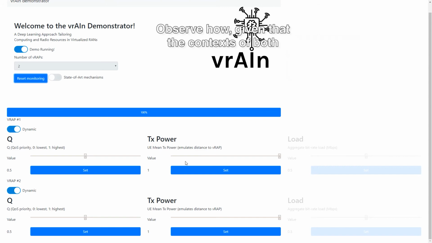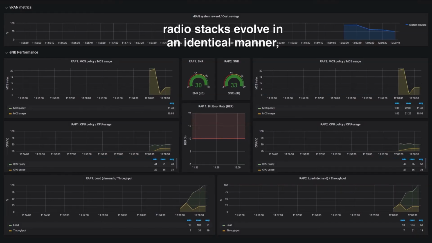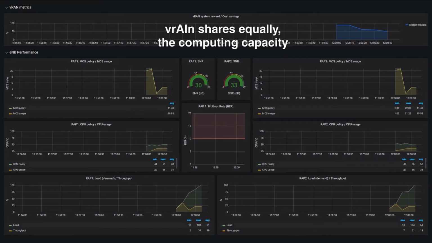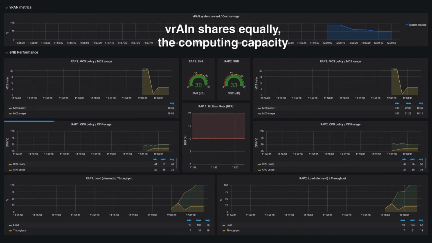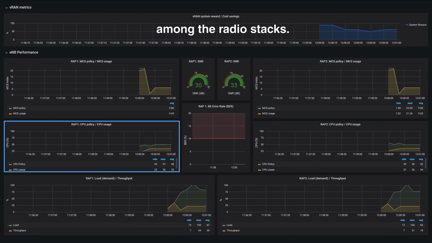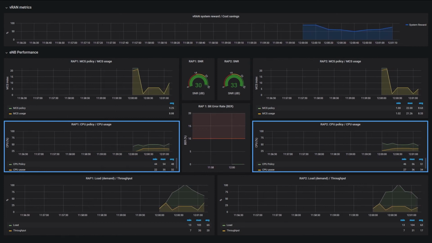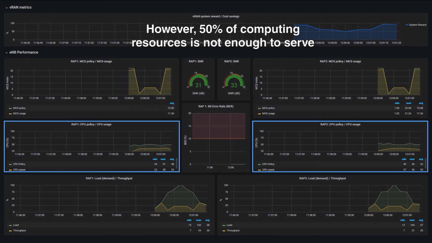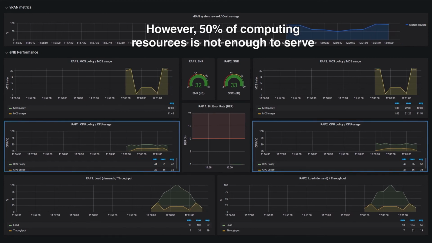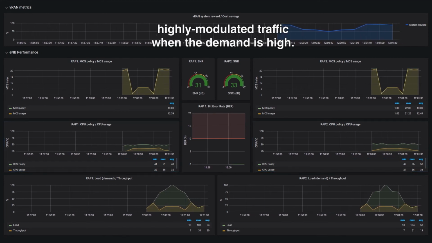Observe how, given that the contexts of both radio stacks evolve in an identical manner, vrAIn shares equally the computing capacity among the radio stacks. However, 50% of computing resources is not enough to serve highly modulated traffic when the demand is high.